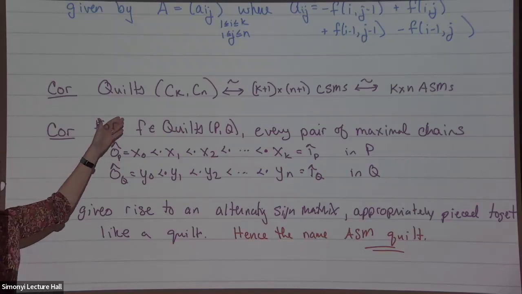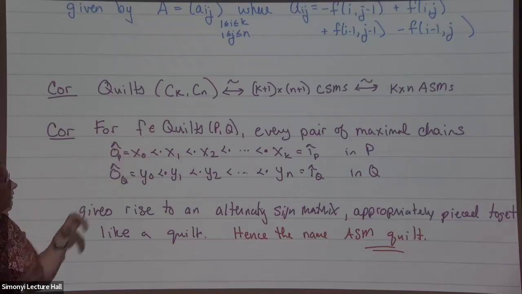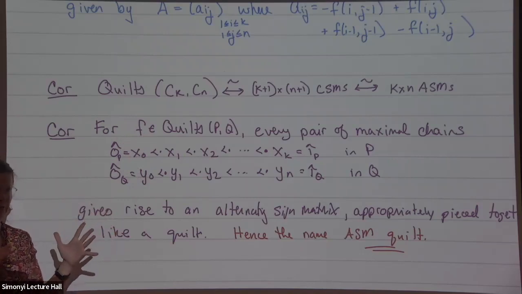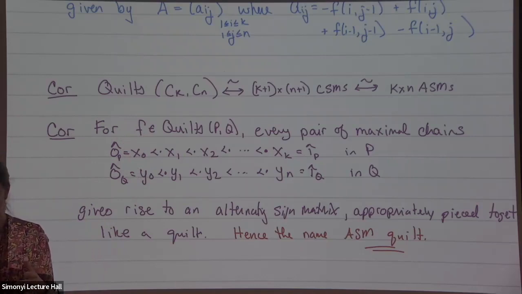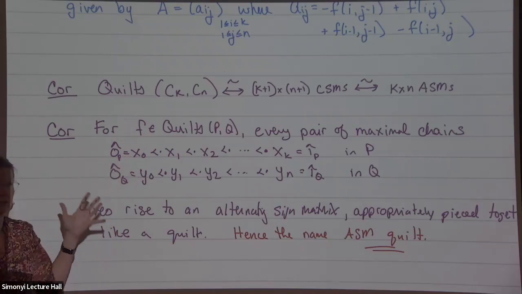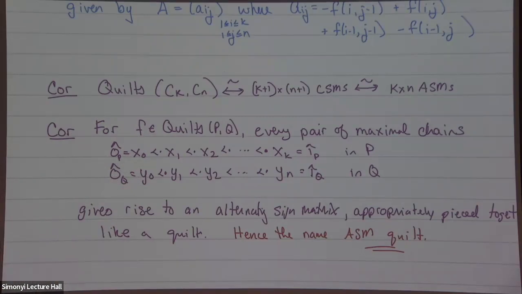So if you have an arbitrary quilt for any P and Q posets, then every time you have a maximal chain in P and a maximal chain in Q, you can think about that as giving rise to a CK cross CN quilt, and therefore giving rise to an alternating sign matrix. And so there's a whole bunch of these alternating sign matrices running around all the time, and they're kind of interwoven in some way, right? Because of the way that the maximal chains will be interwoven in P and Q. So this is like the fabric of a quilt.